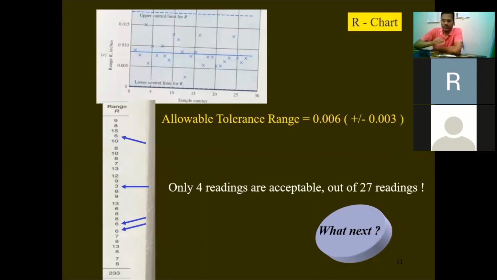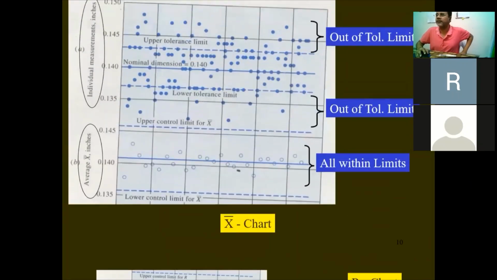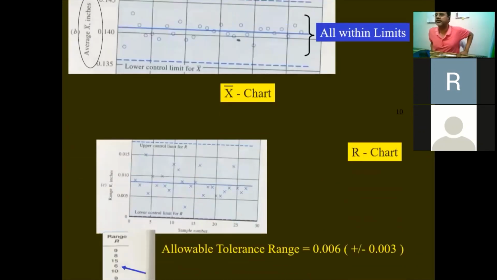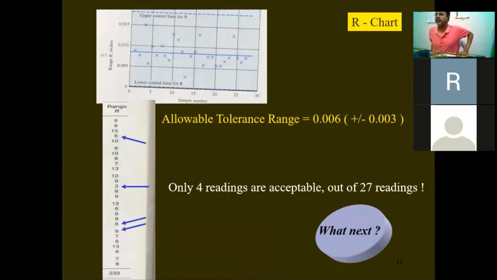But there is a problem here. No, this is okay. This is X bar, no doubts. This is R, no doubts. Friends, please recall our tolerance range plus minus 3 sigma. Are you able to recall? Plus minus 3 sigma means totally 6 sigma. How much is that? Just for our interest, 6 into 0.025 is 0.15.